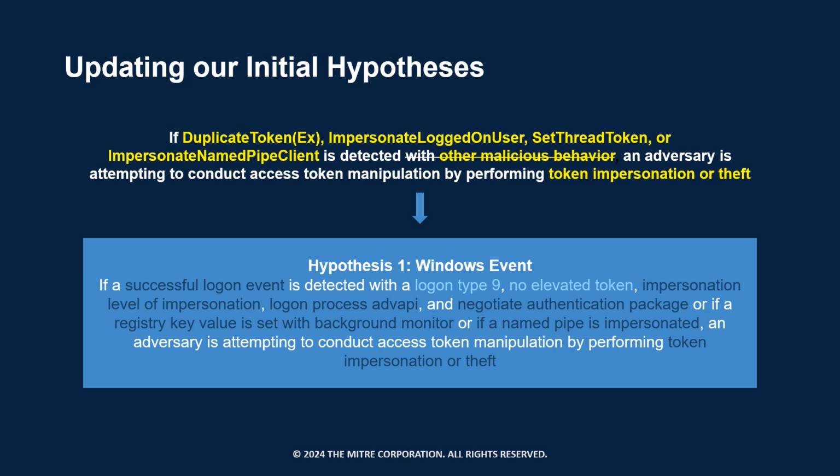So, if we take the metadata from the invariant behaviors from the logon event, we get the following updated hypothesis. If a successful logon event is detected with a logon type 9, no elevated token, impersonation level of impersonation, logon process ADV API, and negotiate authentication package, or if a registry key value is set with background monitor, or if a named pipe is impersonated, an adversary is attempting to conduct access token manipulation by performing token impersonation or theft.